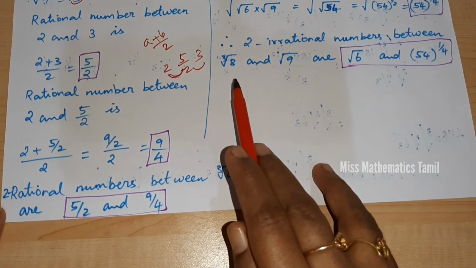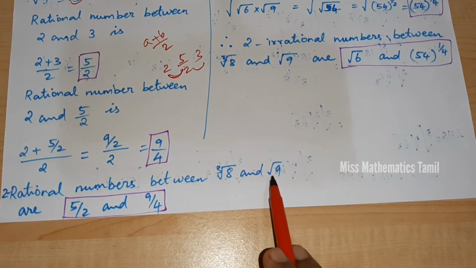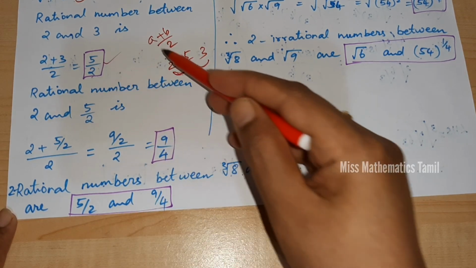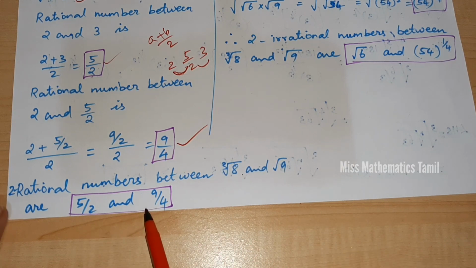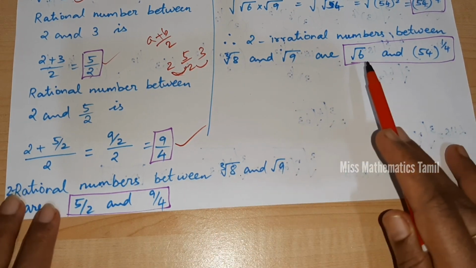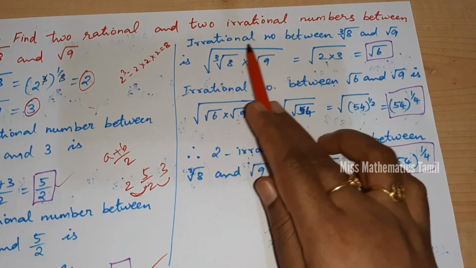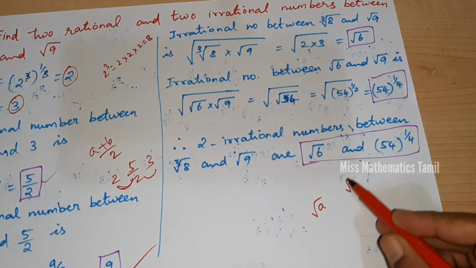So the two rational numbers between cube root of 8 and root 9, what we found, are 5 by 2 and 9 by 4. These two are the rational numbers. Again, we have to find two irrational numbers. What is the irrational number formula? Root A and root B.